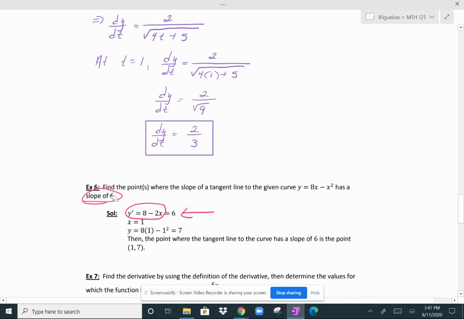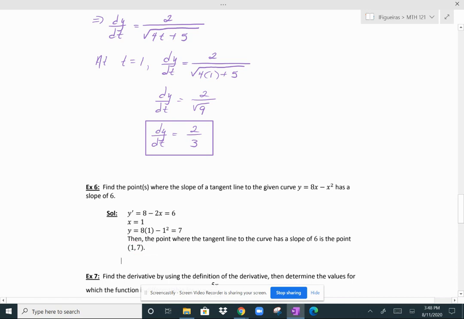Set the derivative equal to 6 so that you can then solve for x, and then the x will give you part of the point, and then you can solve for y. So we have 8 minus 2x equals 6. When you solve for x, you get that x is equal to 1. But then you have to find the other half of that point by plugging it into the original function. You substitute 1 in for x, and you get that y is 7. So the point on the curve where the tangent line has a slope of 6 is the point (1, 7).